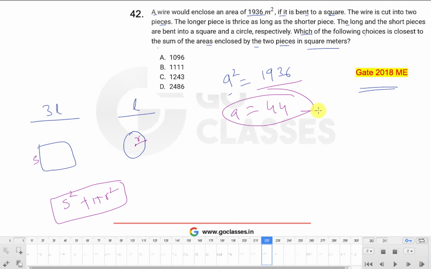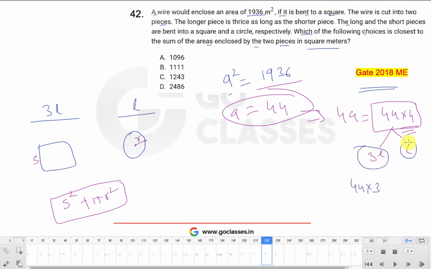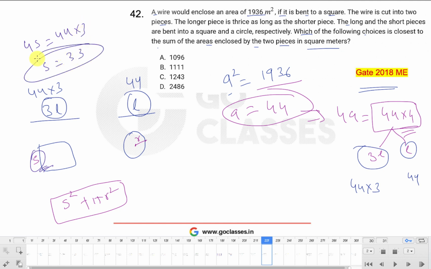So what is the length of wire? Length will be 4A, so the total length of wire is 44 into 4. This is the total length of wire. Now this is cut into two pieces, 3L and L, meaning the length of this one is 44 into 3 and the length of this one is 44. So now we can calculate S. 4S equal to 44 into 3, so S is 33.